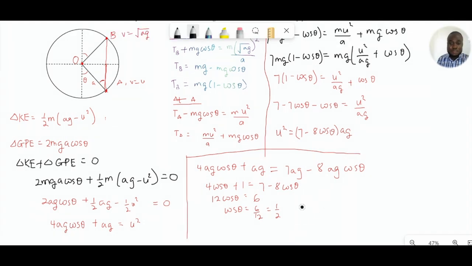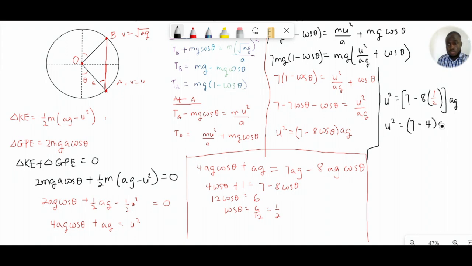Now that we have a value for cos theta, we can substitute this value of cos theta into any of the equations involving u. Then we can just take the square root of both sides. Since u is speed, we just take the positive square root of that. So this is how ag and u are related.